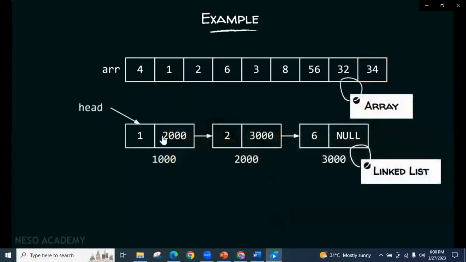Let's take another type of data structure, the linked list. A linked list is nothing but a sequence of nodes connected with each other. Here we have a node which contains some data and also contains the address of the next node.